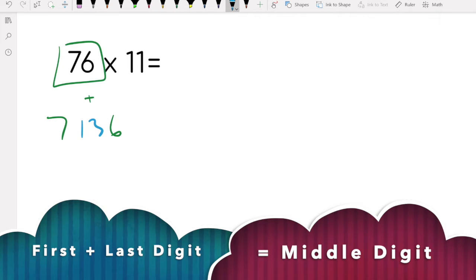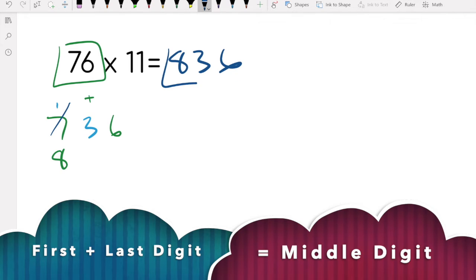Okay, this one's going to be a little bit different because when you add 7 plus 6, you get 13, and this is obviously incorrect. So what you do is, and this should make some mathematical sense, you have 3 here, and then you carry that 1, and so this 7 here becomes an 8. And so your final answer is 836. And this is always the method you use if, when you add the two digits, it becomes greater than 9.